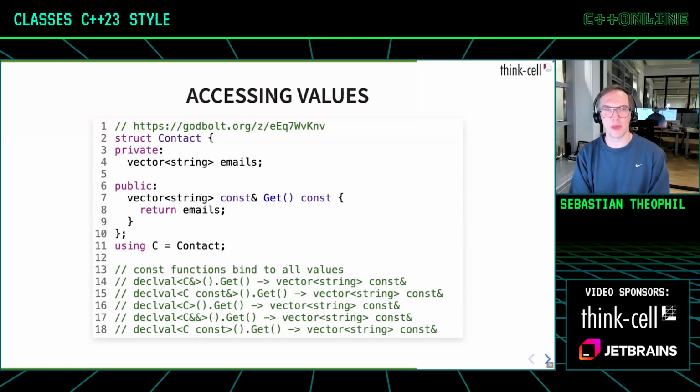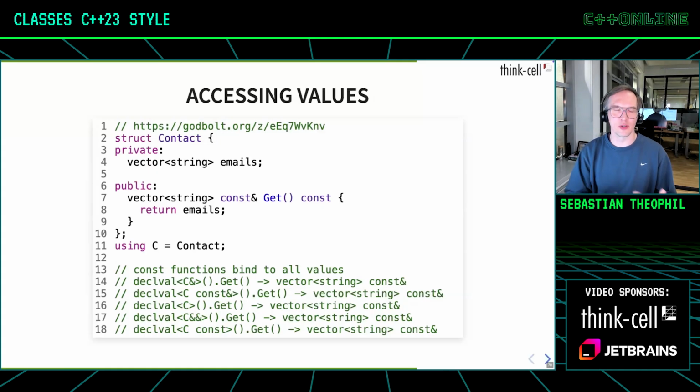And this simple const member function can be called on all types of L values and R values. So this compiles when I call it on a temporary R value object, but it will give me an invalid vector const ref that will be dangling in a second.